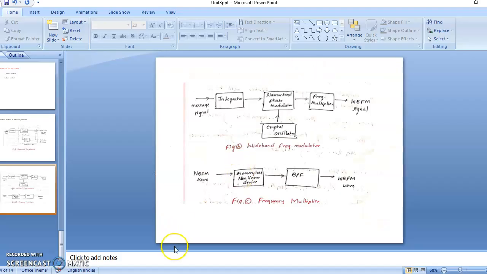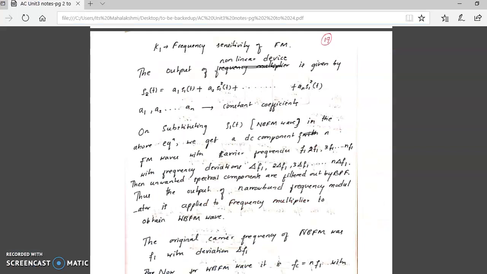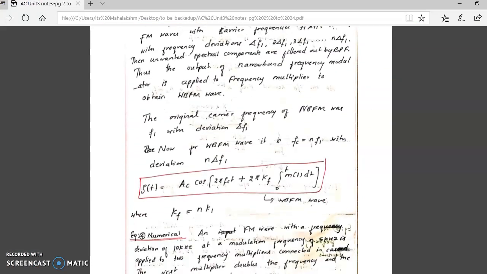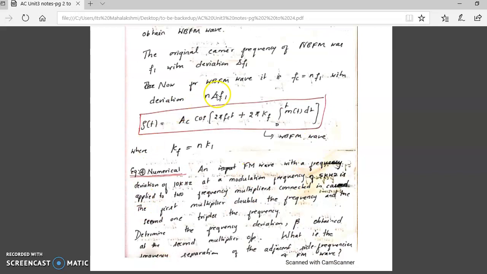Coming back to this, that's what is given here. The wideband FM wave now has a carrier frequency fc equal to n into f1 with a frequency deviation of n into delta f1. So the final equation of the wideband FM wave is the same one, where kf is given by n into k1.